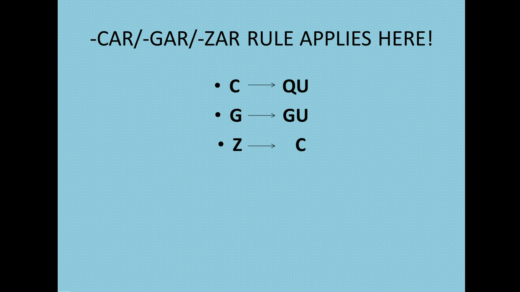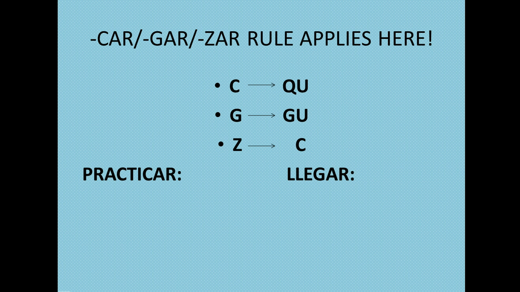We know that in the preterite tense, these verbs are a little bit different. They have a little bit of a change in the yo form. The C goes to a QU, the G goes to a GU, and the Z goes to a C. Well, this change is actually going to apply to these commands as well, both usted and ustedes commands.